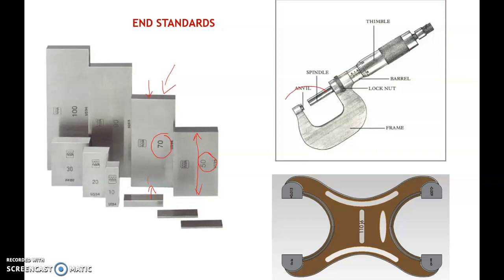Another one is the micrometer. Here we place the workpiece for measurement between the anvil and the spindle, so it also has two parallel surfaces. Another one is the gap gauge. This is the gap. This is a fixed gap, and it is a gauge which is not for measuring. It is used for checking the measurement, and this also has two parallel surfaces. So the gap between the surfaces gives the measurement.